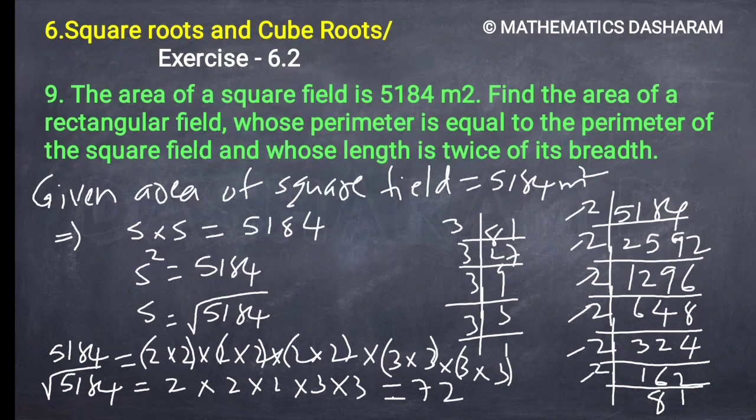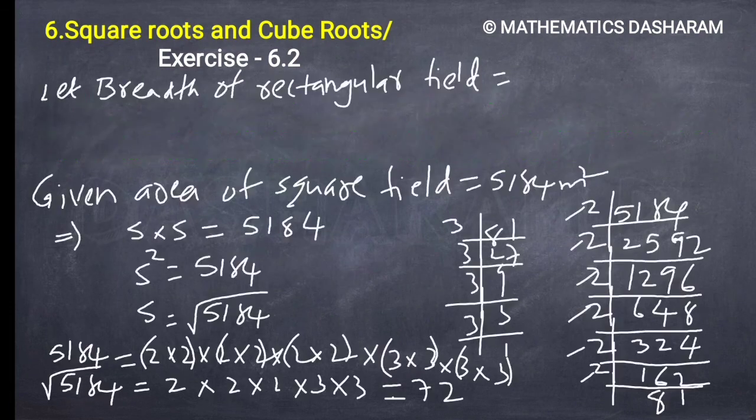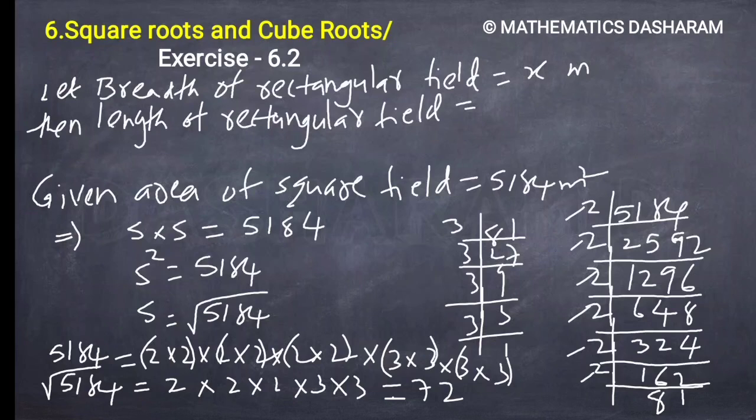So the side of a square is how much? 72 meters. Next, in the question, the perimeter of a rectangular field is equal to the perimeter of a square field, and whose length is twice its breadth. So let the breadth of a rectangular field equal x meter, then the length of a rectangular field is twice its breadth. Twice means 2 into x, so it is equal to 2x meters.